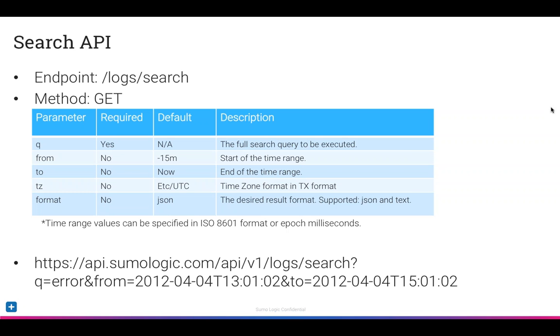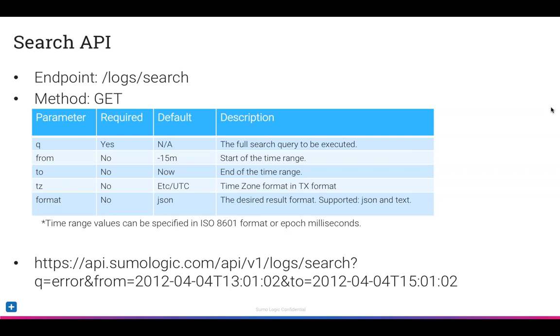The from parameter is the start time range for the search that you want to execute. If you do not provide a from parameter, we'll default to minus 15 minutes, so we'll run the search for the last 15 minutes. To, again, if you don't provide it, we default to now, and that represents the end of the time range. TZ is for time zone. By default, we'll default to UTC, and the time zone is expected in a standard TZ format. And the last is the format that you want to return. By default, it's JSON. However, you can specify text, and the search API will return you a text representation.